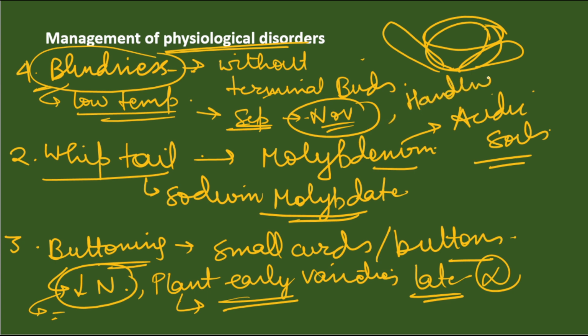Sometimes blindness also occurs due to damage of the crops while transplanting it or while removing it from the nursery. So handling should be good, and we need to protect it from pests. Pest damage can also lead to blindness, so we need to protect it from pests. So these are some of the physiological disorders, and this is how we can manage them. So I hope you are able to understand this.